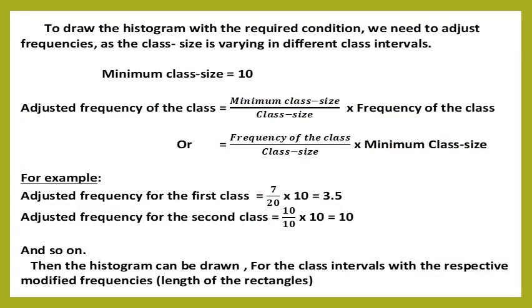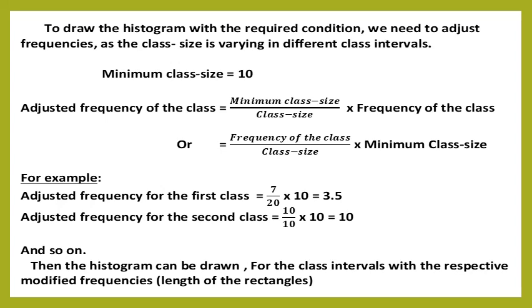To draw the histogram with the required condition, we need to adjust frequencies as the class size is varying in different class intervals. Minimum class size is 10 in the given data. So the adjusted frequency of the class is equal to minimum class size divided by class size, into frequency of the class, or frequency of the class divided by class size, into minimum class size.